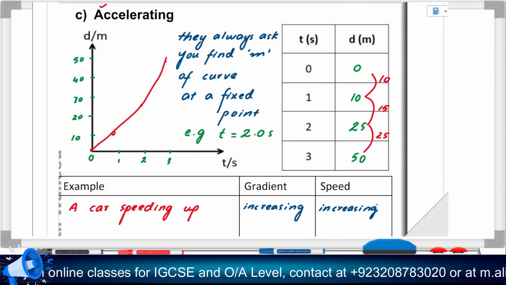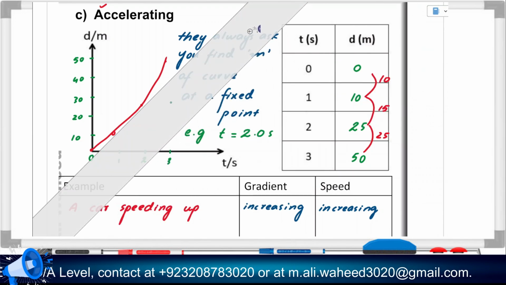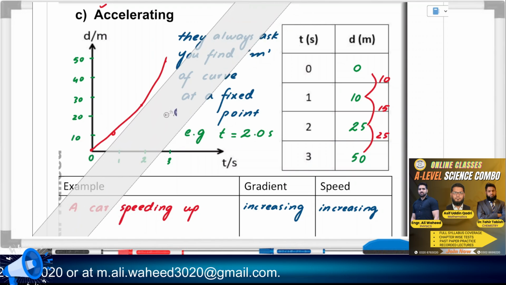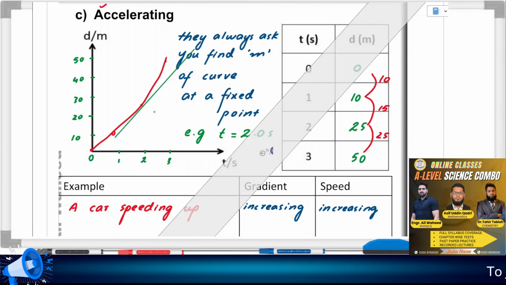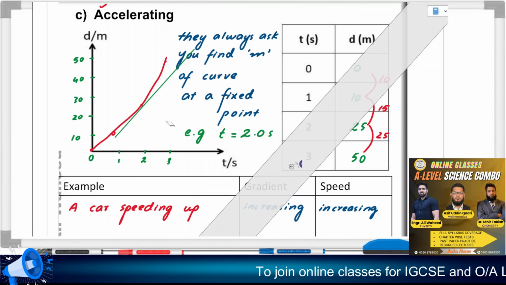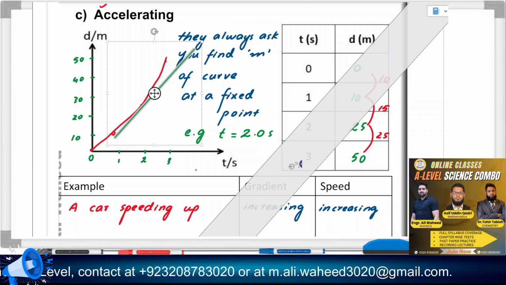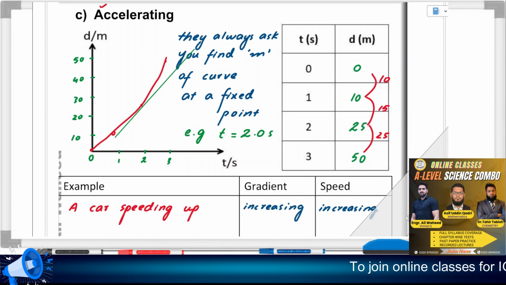What do you do in that case? You draw a tangent at the given point, which I'll explain afterwards, but just giving you an indication. So let's say this is t equals 2. You draw a tangent, and a tangent is a straight line. You find the gradient of that tangent, and the gradient of that tangent would be the gradient of the curve at that given point.